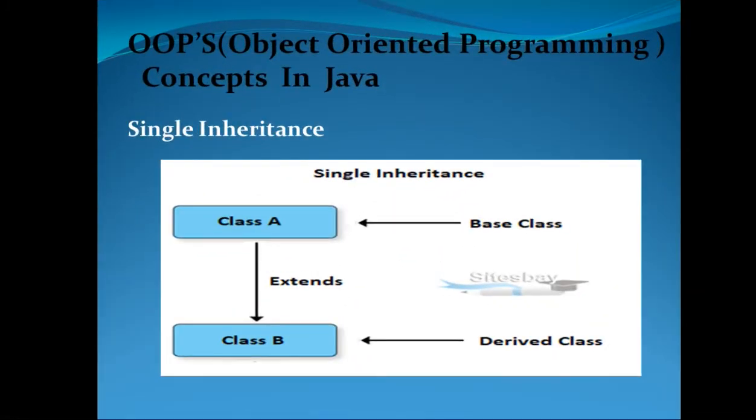So this is the single inheritance diagram. Here we have class A and class B. Class A is the base class and class B is the derived class, and class B extends the base class.